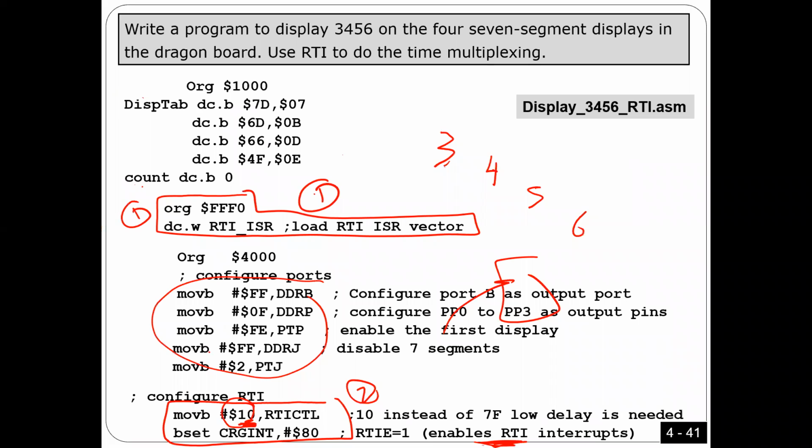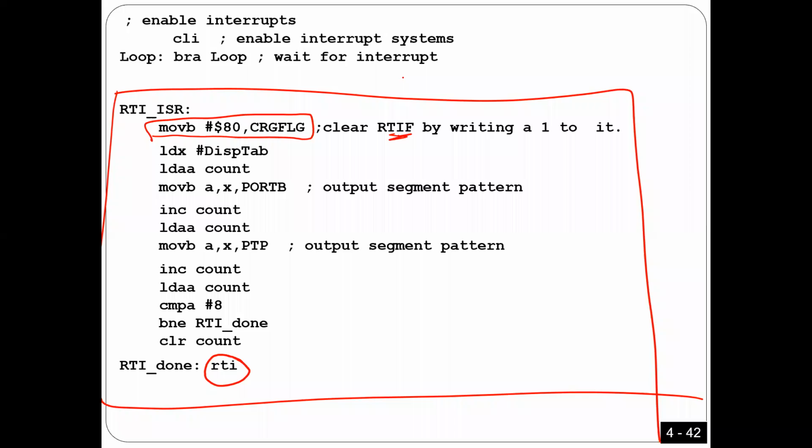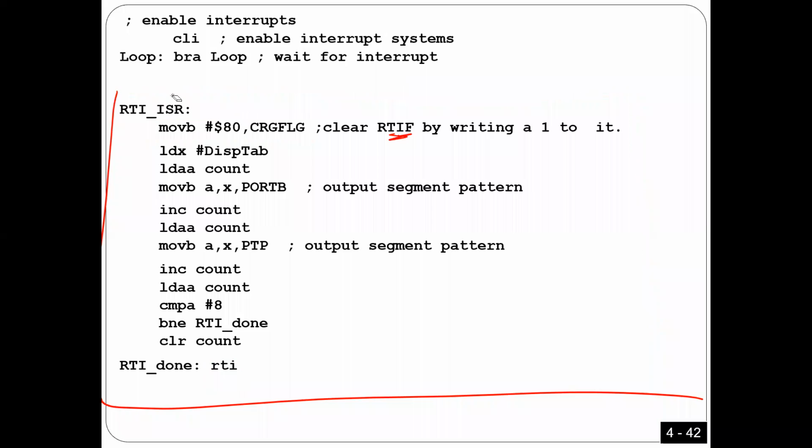That's exactly what I told you, guys. Count plus the beginning is going to give you one value. This value has to go to port B. Then increment count plus beginning, and this one has to go to port P. And that's what I did. Look how I did it here, guys. Let me just focus on this part.